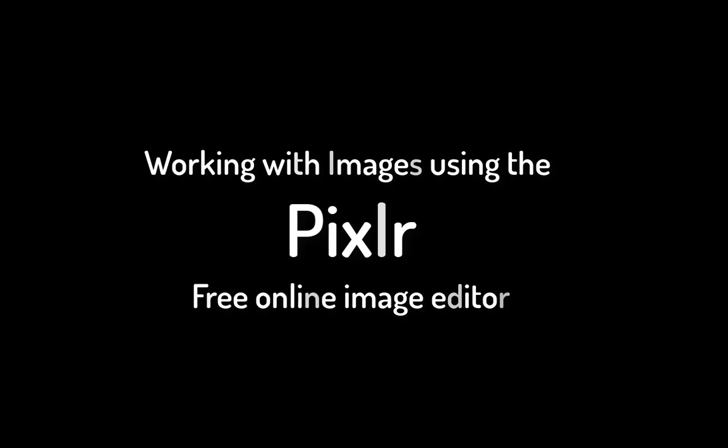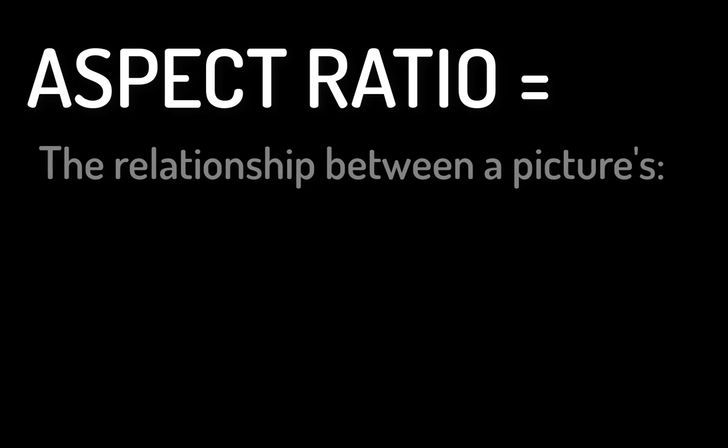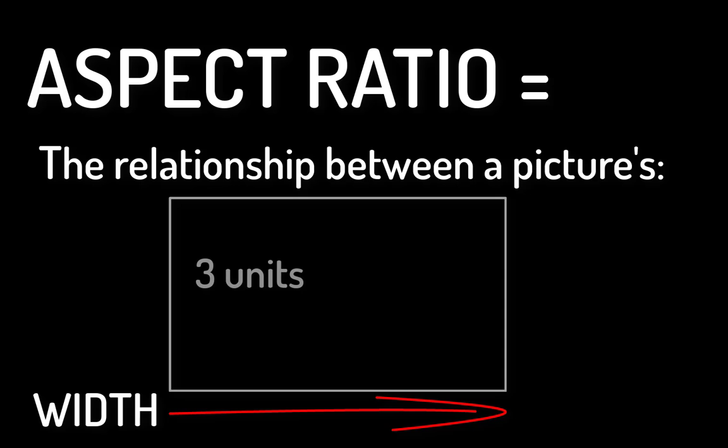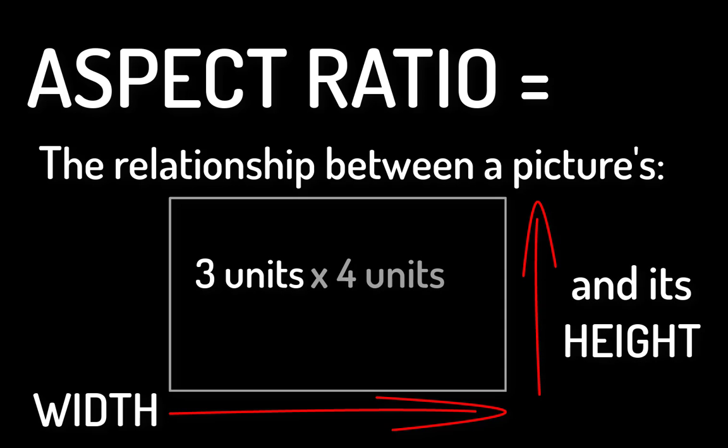In this video, we're going to talk a little bit about editing images, and we're going to use some software that's free to do that. The first thing you need to learn is that aspect ratio is the relationship between a picture's width and its height. And no matter how big or small an image is, it always has the same aspect ratio. In fact, changing that will distort the image.